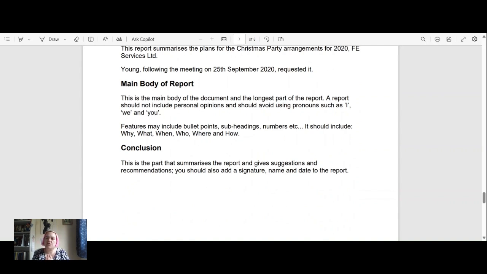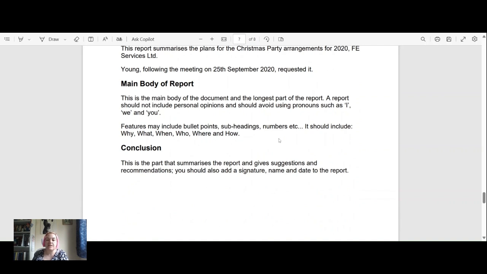As it states on here, you shouldn't be using things like personal opinions unless you are specifically asked to in the question. So, for example, I think in at least one of the past papers, it has said that they would like you to give your personal opinion on how a particular situation has affected you. If that's the case, then using I and your personal experiences is great. And some of the features that you can use are things like bullet points, subheadings, numbers, and it should include the why, what, when, where, who, and how.